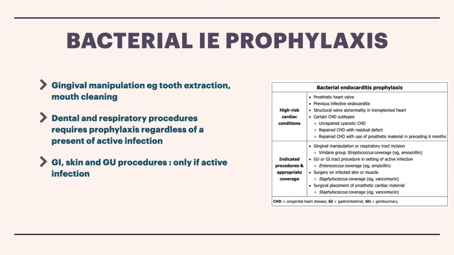comes the question, well, what antibiotic are we using? You're not always using the same antibiotic. The antibiotic of choice will depend on the most common organism affecting that location. So, for example, for patients undergoing gingival manipulation or respiratory tract incision, the most common organism that we need to cover for is Strep viridans. So these patients should receive amoxicillin.